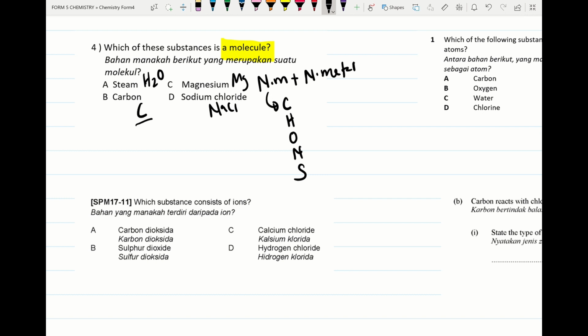So carbon, 1 capital, so this is an atom, so it cannot be the answer. Magnesium, 1 capital, 1 small, will be an atom, cannot be the answer. Sodium is metal, chloride is non-metal, therefore they exist as ion, cannot be the answer. Hydrogen, non-metal, oxygen, non-metal, so the answer will be steam.